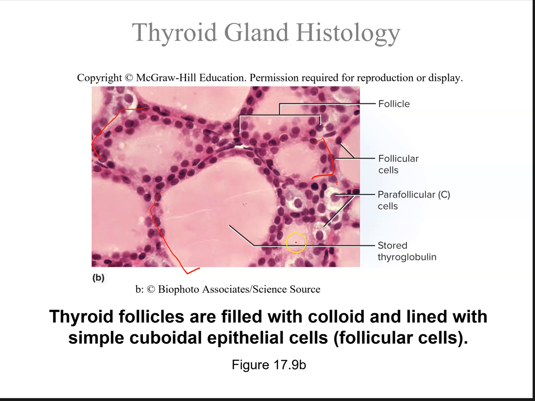Now, inside the thyroid follicle, you have something called thyroglobulin. Thyroglobulin is the precursor for thyroid hormones. There are two types of thyroid hormone, T3 and T4. And then you have the parafollicular cells surrounding the thyroid follicle, and these parafollicular cells produce a hormone known as calcitonin.